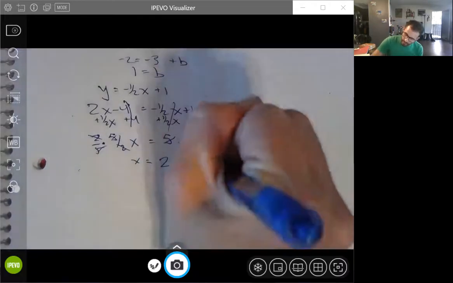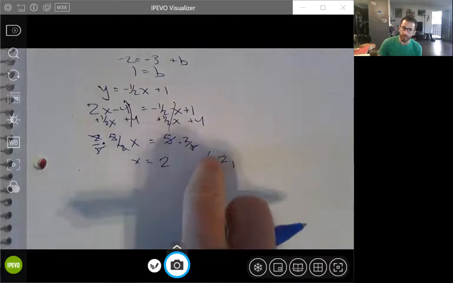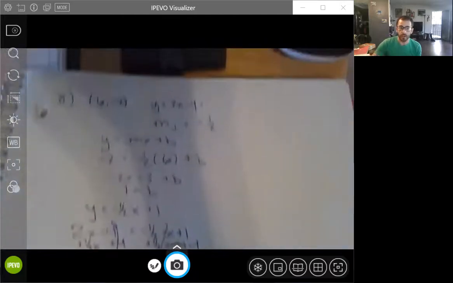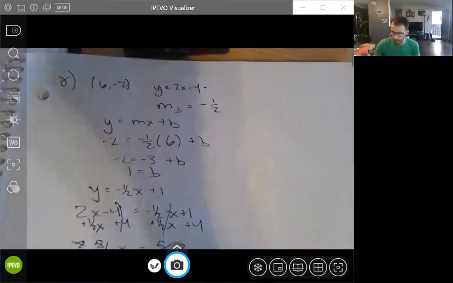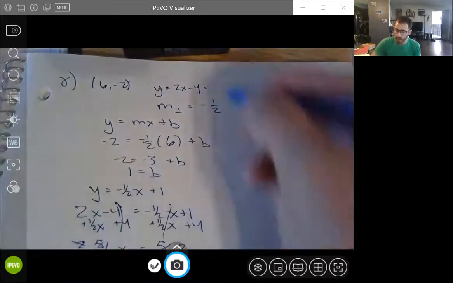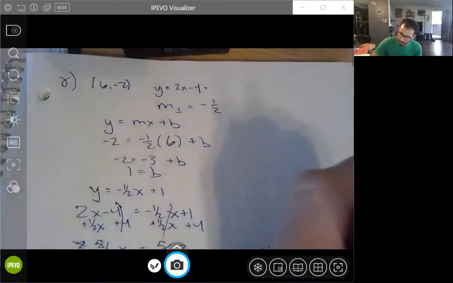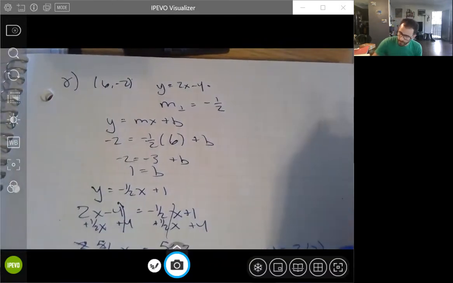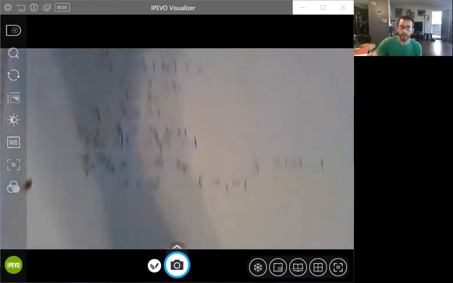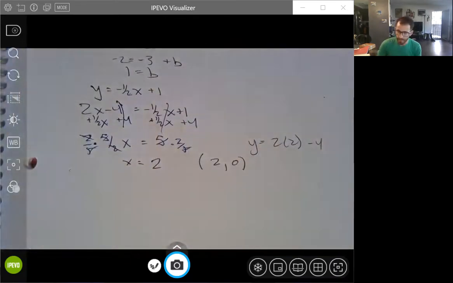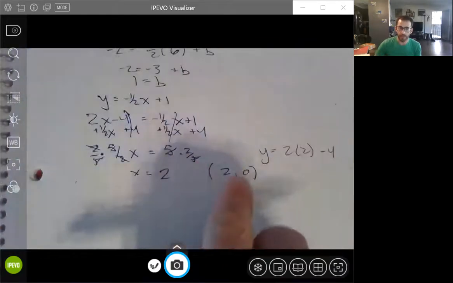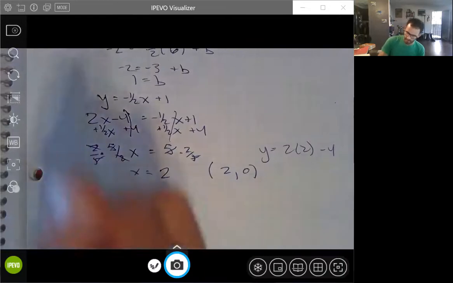All right, so I now know the x coordinate of the point where I'm going to end up at on the original line. So you can pick either equation. Do you want to pick this equation or that equation to find your y? I'm going to pick this equation. 2 times 2 is 4. 4 minus 4 is 0. So it looks like I end up at 2, 0. So I started here. I ended up here. What's the distance?